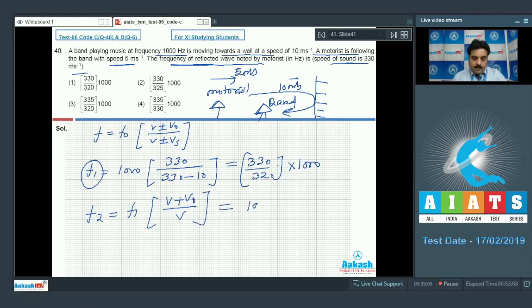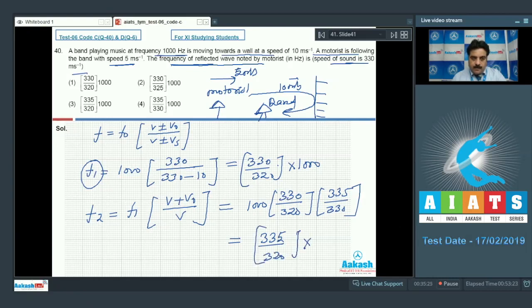So we'll get 1000 times 330 divided by 320 times 335 over 330. So when I calculate, we'll get 335 over 320 multiplied with 1000. So that is the final calculation. So I can say my option number 3 will be the right choice. We'll move to question number 41.